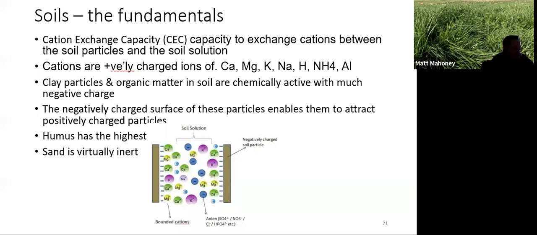So humus has a 2 to 5 times greater ability than clay, and up to 30 times greater than some types of clay, to hold those nutrients. So very important in improving soil fertility, getting that organic matter in and broken down. Organic matter that contributes to the humus is super important. So you can actually increase the cation exchange capacity of a soil.